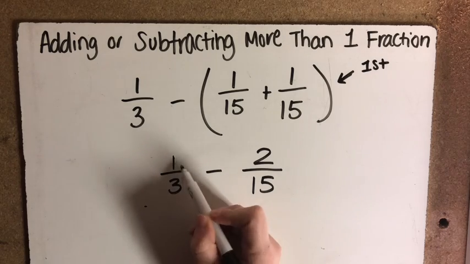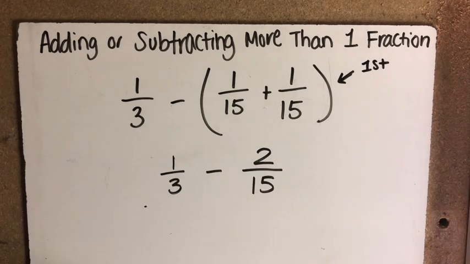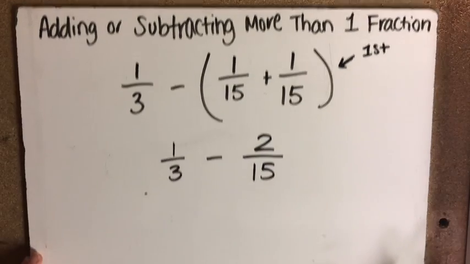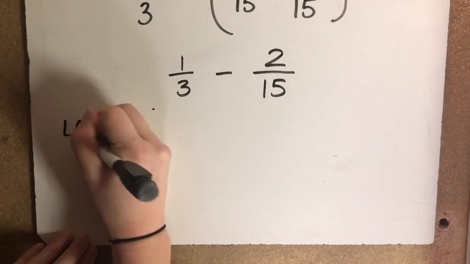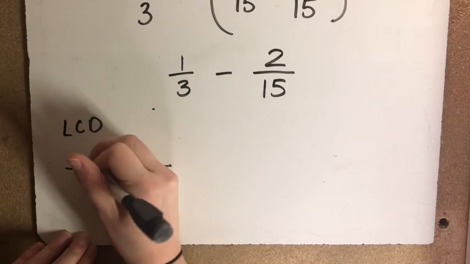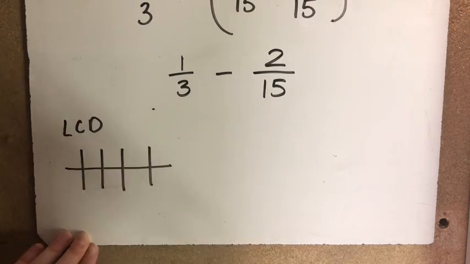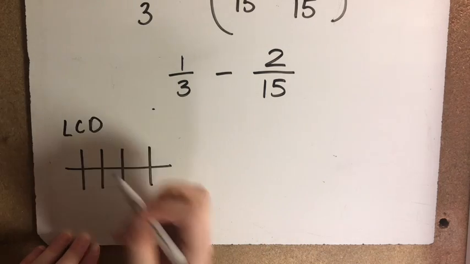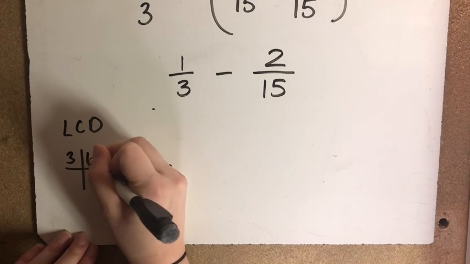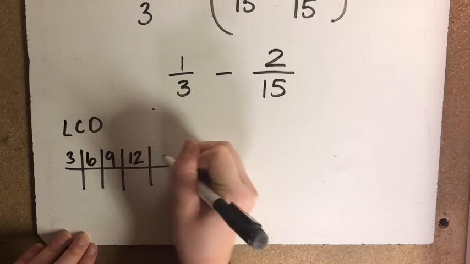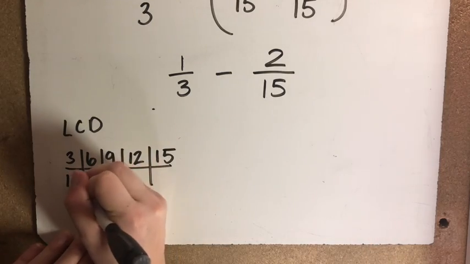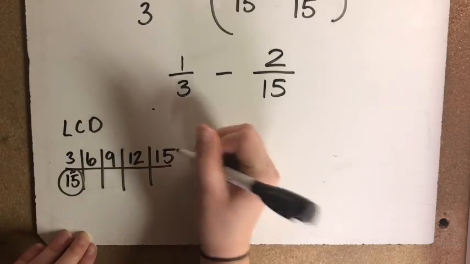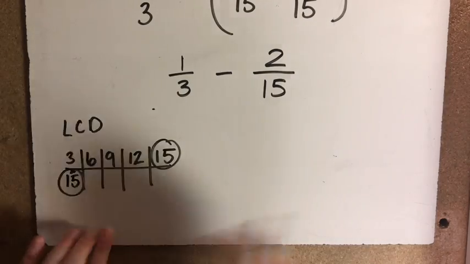Okay, so now I need to do the rest of my problem. So now I need to do 1/3 minus 2/15. So for that, I need to follow my standard procedure of subtracting fractions. Find the least common denominator first. So let me make my chart. I'll put my 3 facts in. 3, 6, 9, 12, 15. And I'll do my 15. And I notice right away that 15 is my common denominator.